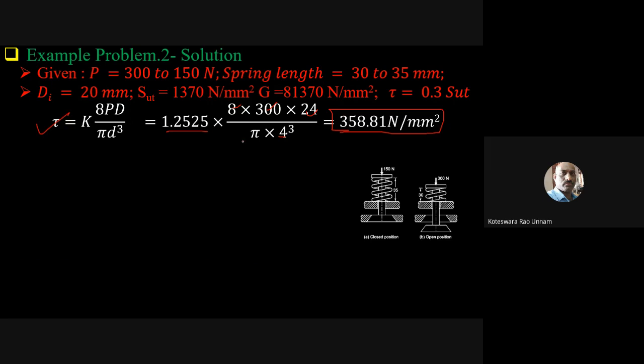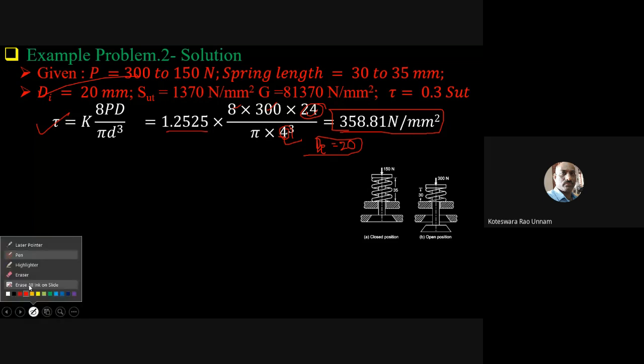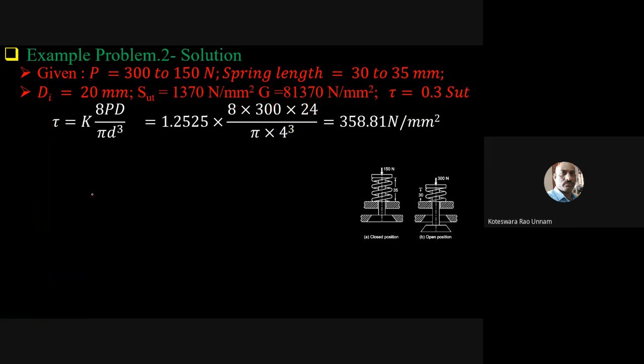So you can choose small d as 4 mm and capital D as 24 mm. Of course, if capital D is 24, your Di is going to be exactly 20 mm, so it is satisfying this criterion also. That means from the strength point of view, the design is safe. Next we'll go to the stiffness point of view and try to compute the number of active coils. That's what I have written here.